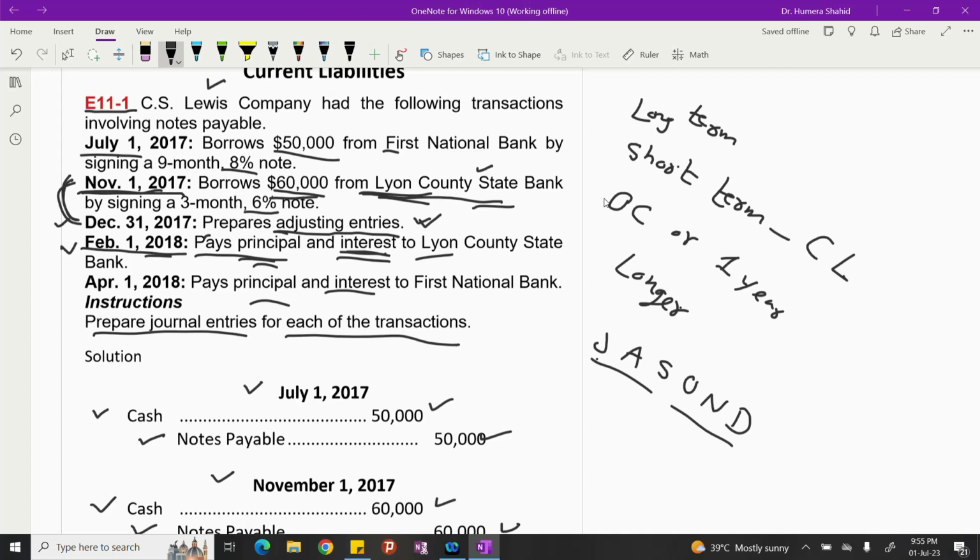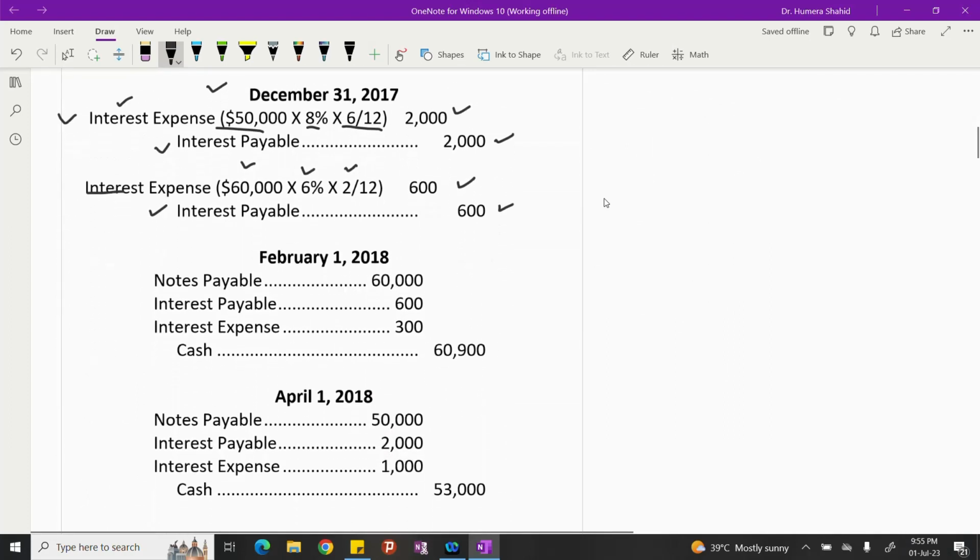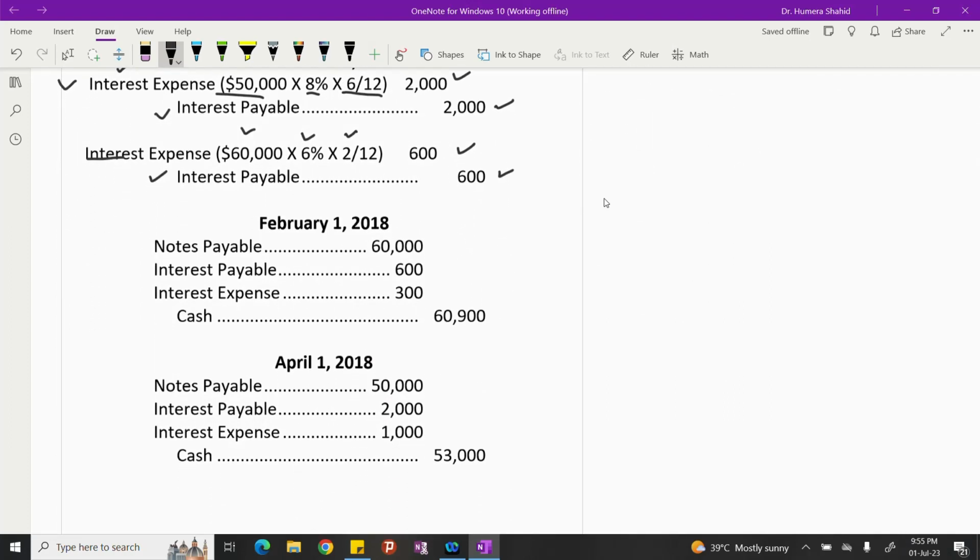Okay, so let's do this transaction. Firstly, how much money was borrowed? 60,000 was borrowed, and interest payable we have recorded, 600. So notes payable will be returned, interest payable will be returned, but don't forget to pay 1 month, January month interest, because it was not recorded.